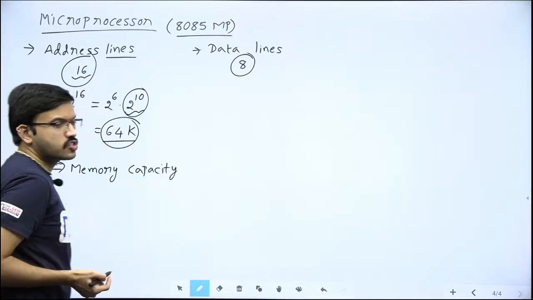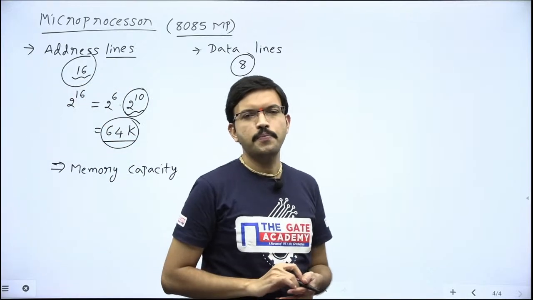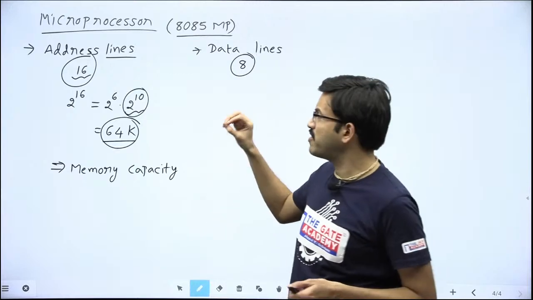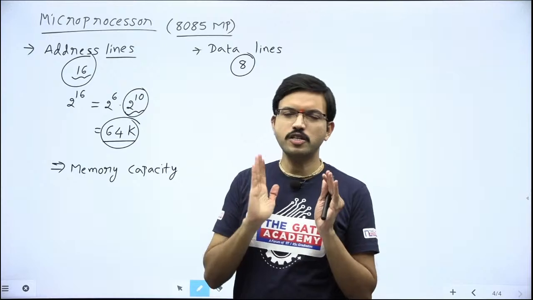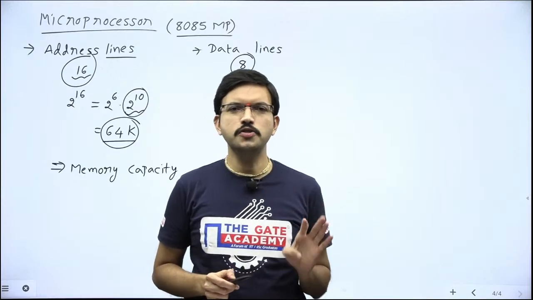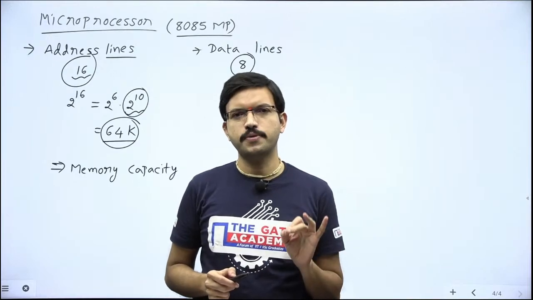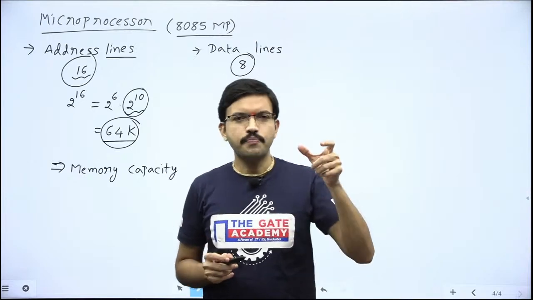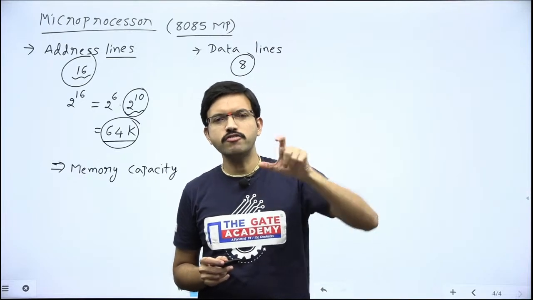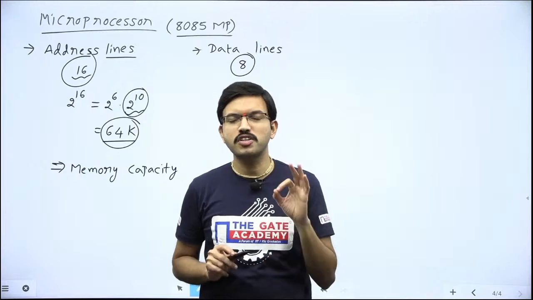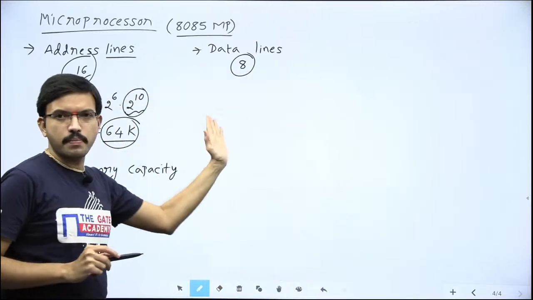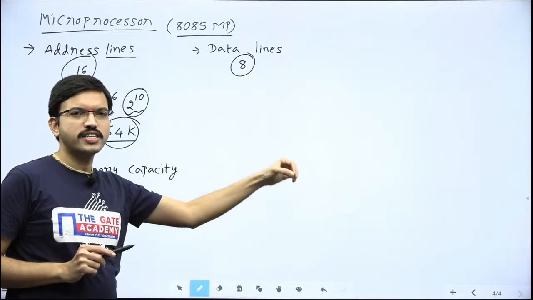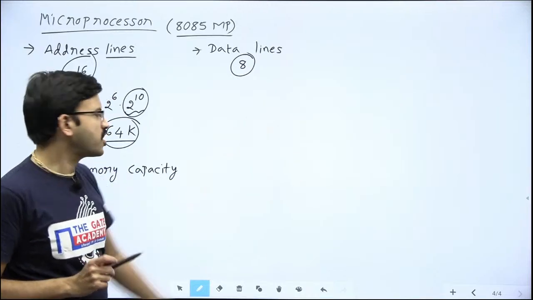Sometimes students misunderstand that inside the microprocessor we have the memory. No, inside the microprocessor we don't have the memory. Inside the microprocessor you have only the ALU, register array and control unit, right? If you have memory along with the microprocessor on a single chip, we call it a microcontroller. For the microprocessor, memory will be outside. That means you have to interface a memory device to the microprocessor.